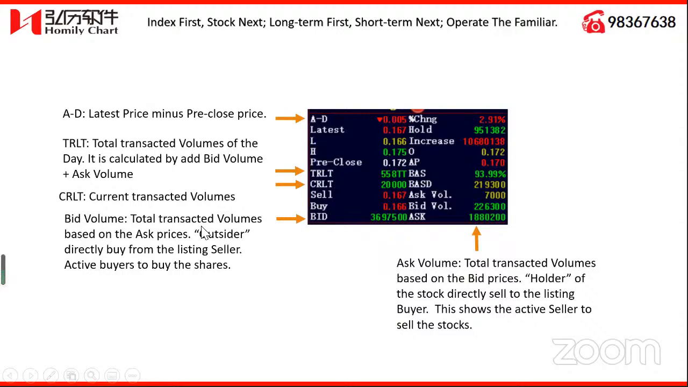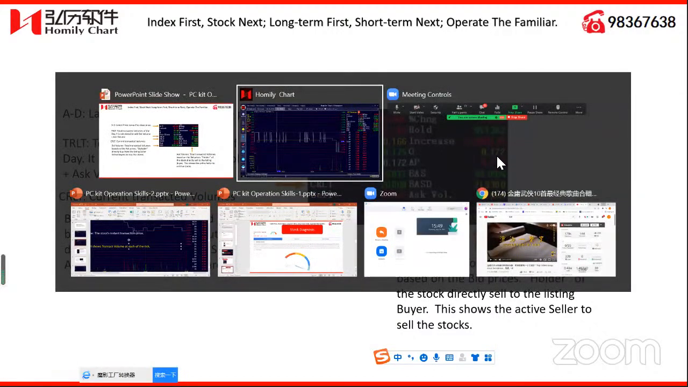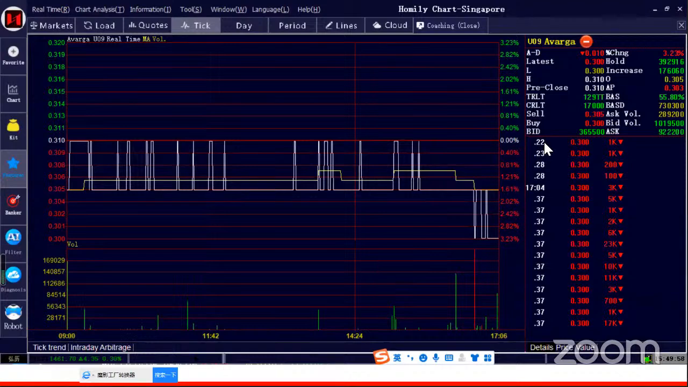Okay. So if you trade with some trading platform, for example, using the broker's platform, then you will see market depth. Market depth is only those stocks that are waiting to be transacted, but those are not real transacted volume.